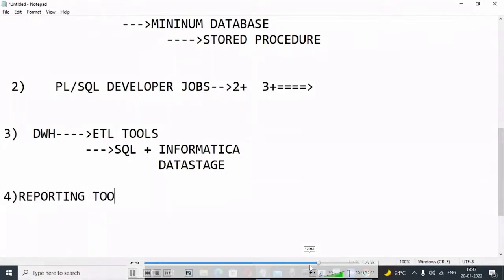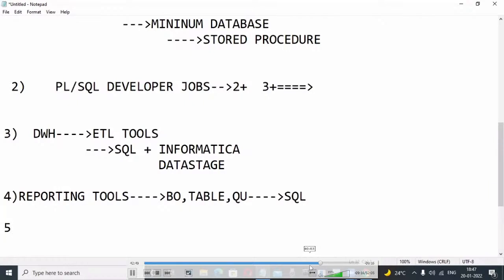So many reporting tools are there worldwide. In Oracle, for example, BO and OBI. Nowadays these types of tools are there: Tableau, QlikView. So in an easy way they are getting jobs, and a minimum basic SQL knowledge is required. Those persons also learn these courses.